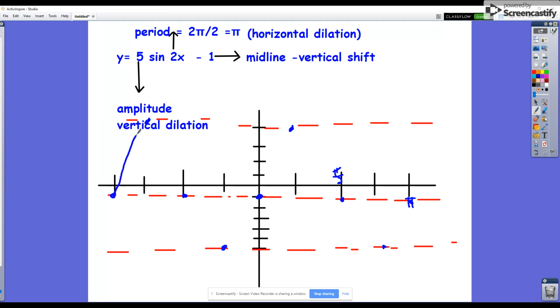So if I sketch a graph through there, it's a little bit hard to do with the mouse, but let's go ahead and try the best we can, using the mouse to sketch the sine curve here.